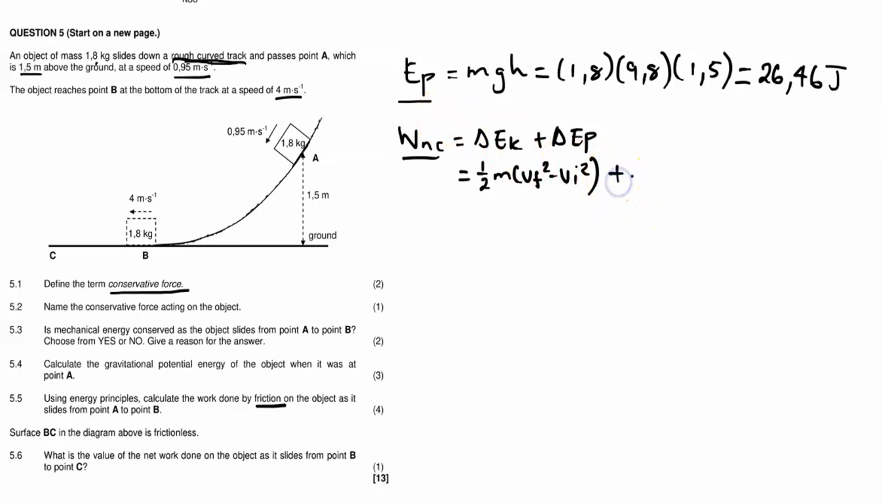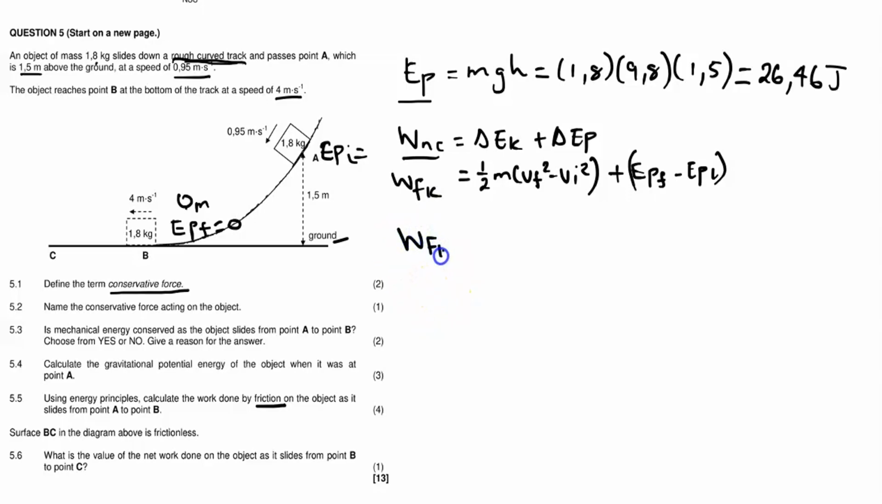For the EP, at the bottom the EPF is going to be 0, that is 0 meters above the ground. And we already know the EPI, which we just calculated. So we use that equation to simplify things for us. It's EPF minus EPI. So we've got this equation, and this is the work done by the frictional force.